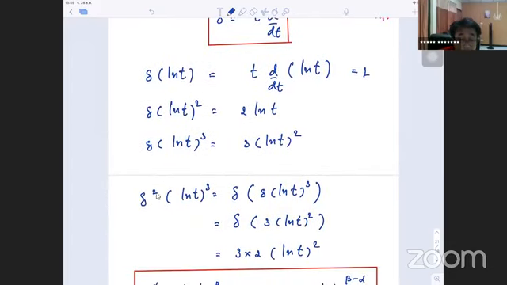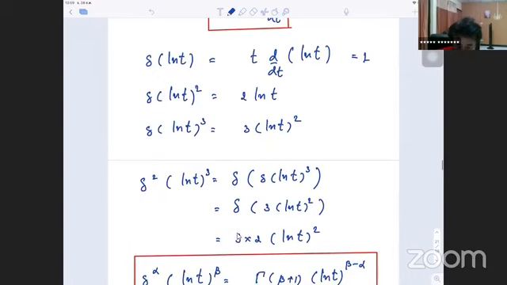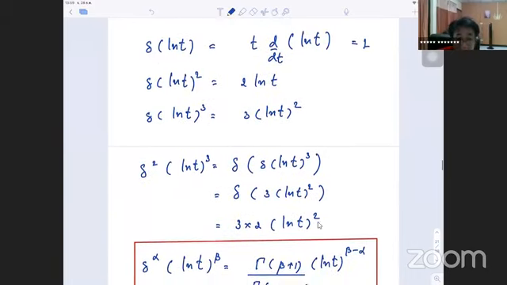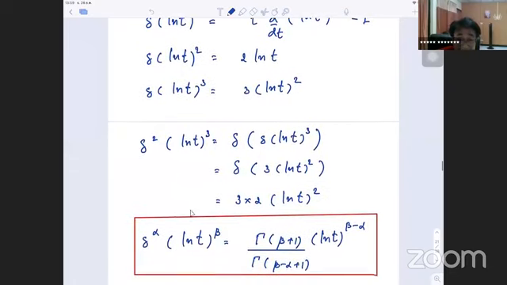And the second delta derivative of log t cubed equals 3 times 2 log t squared. And then the derivative of order alpha of log t to the beta equals this, because it seems like a factorial function, in the same way to derive this formula.